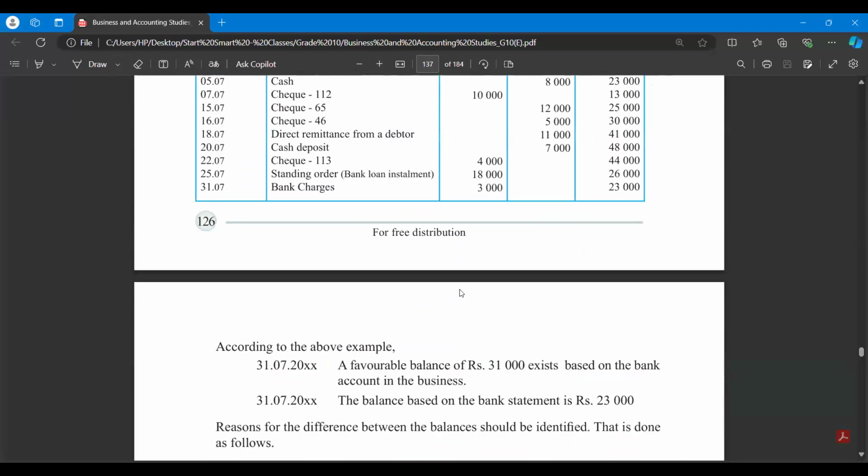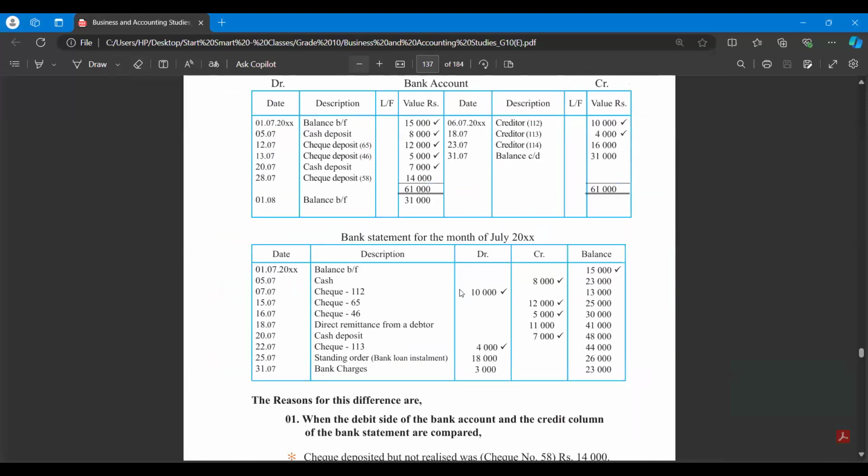Can you all turn to page 127? Can you all let me know once you're done turning the pages? All right, okay. As a first step, I told you, debit column with a credit column, credit column with a debit column. So the debit column of your bank account. This is your bank account. The first one over here is the bank account prepared by the business. The one at the bottom is the bank statement that is issued by the bank.